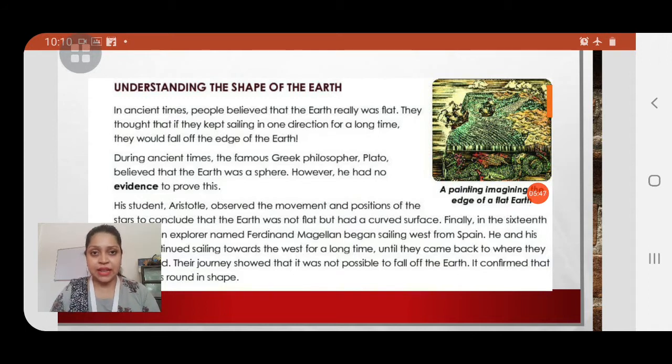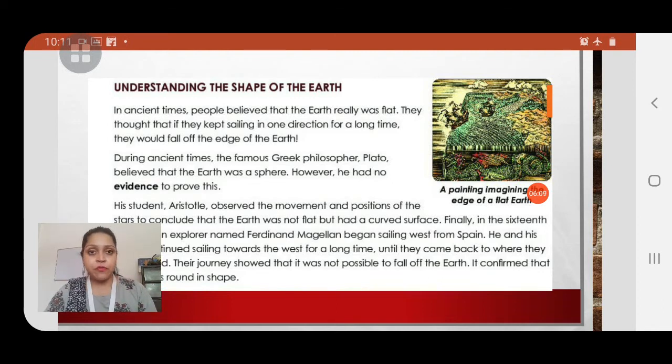And what did he tell? He said that, you all know, in the first lesson here you have studied about Ferdinand Magellan. He was the explorer who took the journey through the whole earth. He journeyed through the whole earth, and what was his evidence to prove that the earth was a sphere?